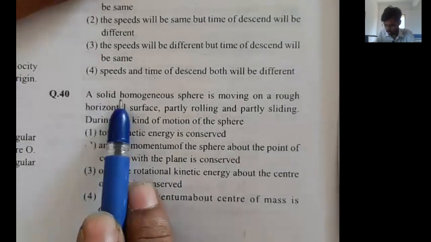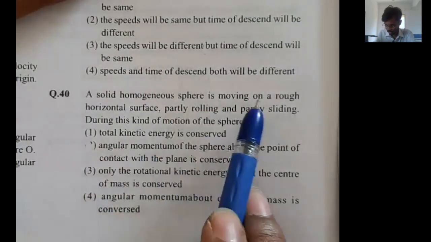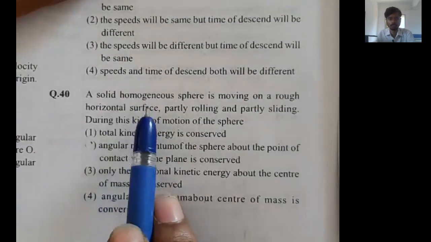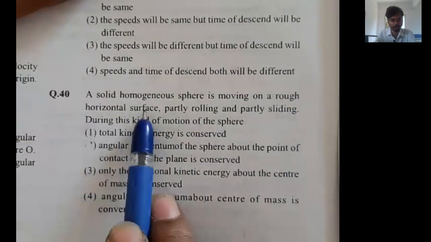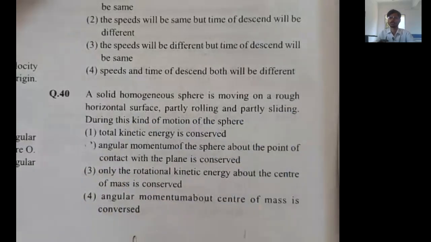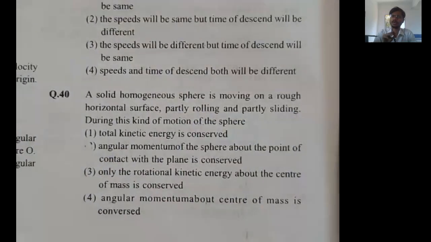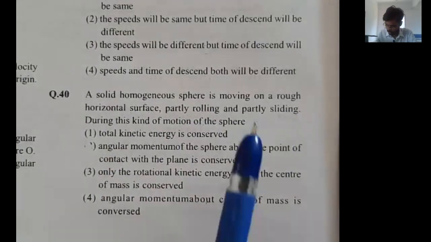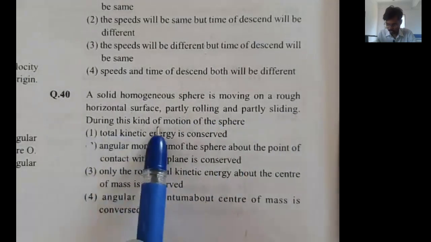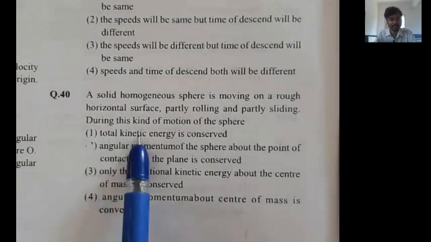A solid homogeneous sphere is moving on a rough horizontal surface. Okay, partly rolling and partly sliding. There is rolling as well as sliding, and whenever there is sliding, there is friction, and against that friction there will be some loss of kinetic energy. During this kind of motion of the sphere, total kinetic energy is conserved.